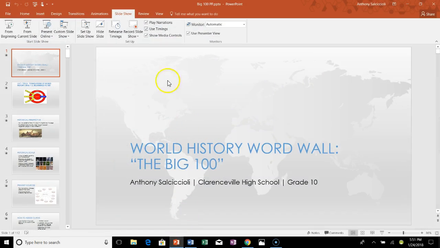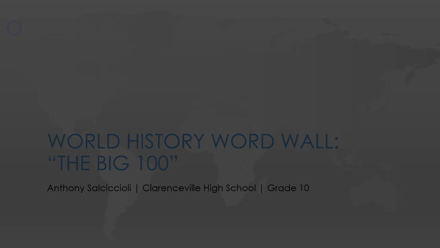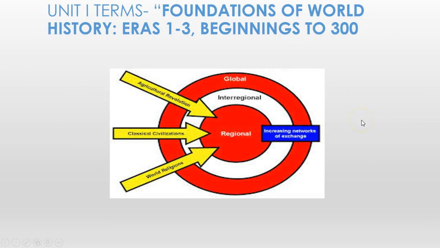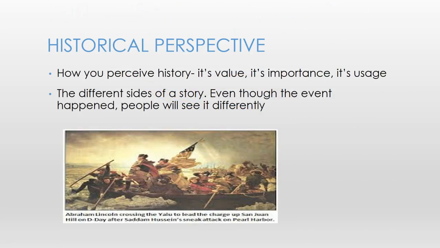And in this video, I'm going to go over the first unit, and then I'll make subsequent videos for the other ones. So world history, the Big 100. And let's start off with Unit 1, what we started the year with. And the first word we learned was historical perspective.